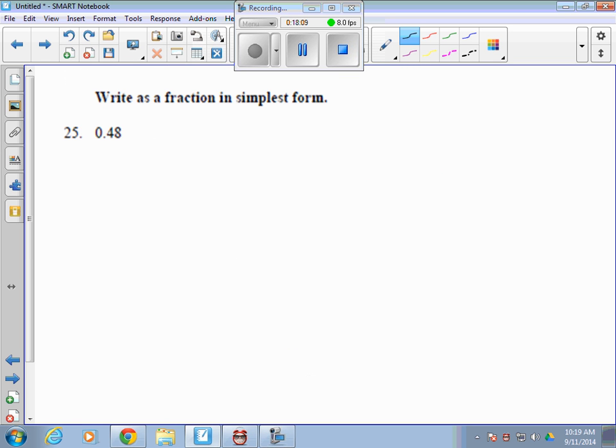Writing number 25 as a fraction, 0.48. This is the tenths place right here. This is the hundredths place right here. If we went one more space, it'd be the thousandths, and then the ten-thousandths. It would keep going that way. So 0.48 as a fraction is 48 hundredths.